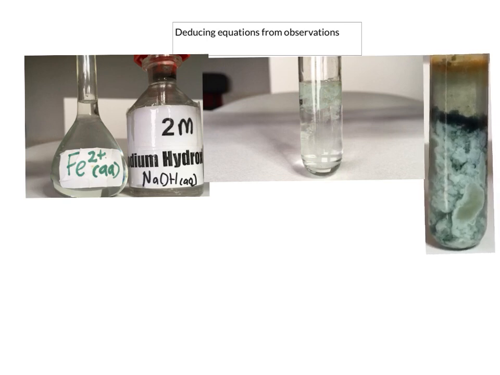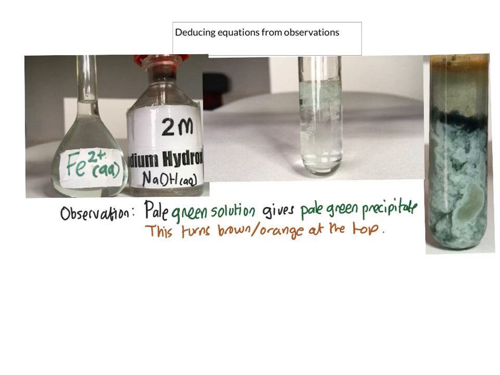So observations and an equation for the reaction and an explanation as to why it's going orange around the top. Pause the video now and then check your answer. So for your observation, did you say that the pale green solution gave a pale green precipitate? And then did you say on standing you got this orange-brown colour at the top?